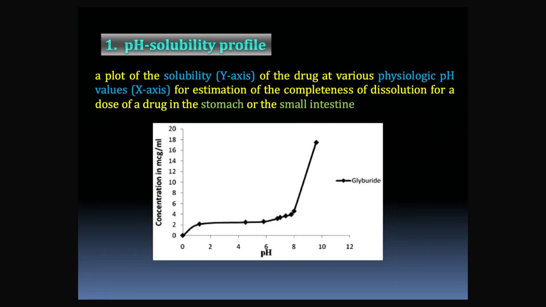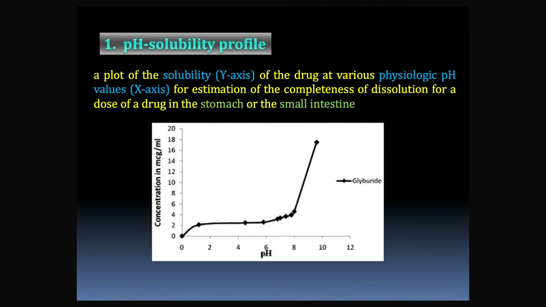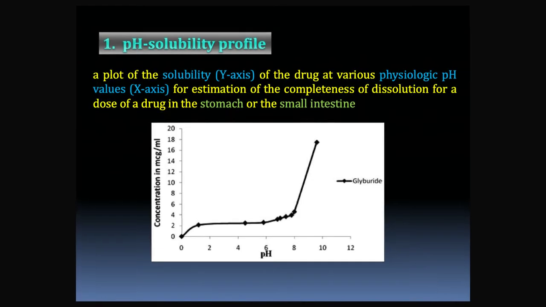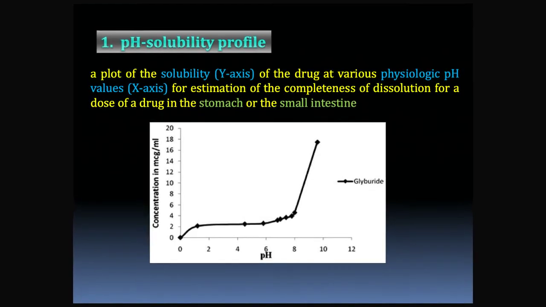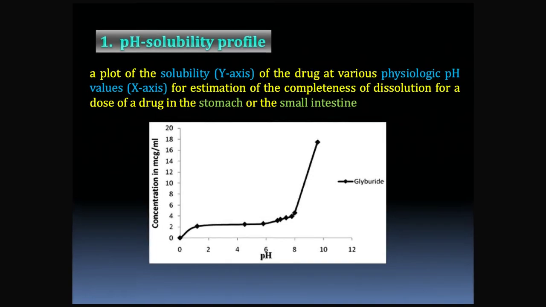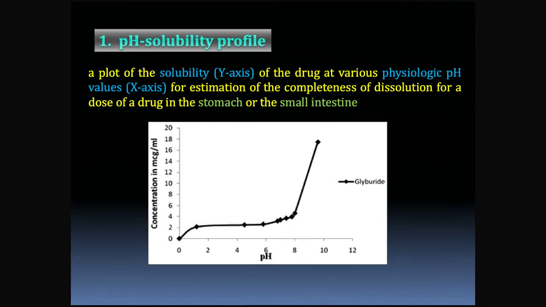Look at this graph where we plot drug concentration in micrograms per milliliter on the vertical y-axis against a range of physiological pH values on the horizontal x-axis. This pH solubility profile is our primary tool for predicting the total dissolution potential of a dose as it transitions through different segments of the gastrointestinal tract.